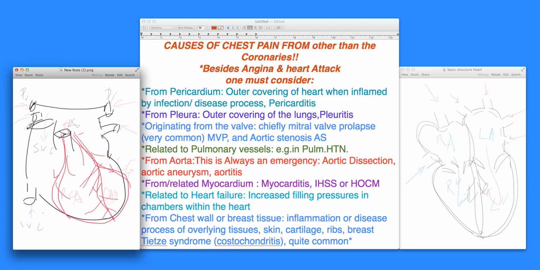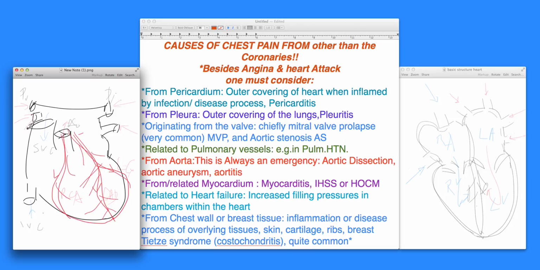Heart failure can also cause chest pain by, again, an oxygen demand-supply ratio imbalance that develops because of the congestion that starts to occur and failure to meet the needs of the oxygen by the heart as well as by the body. So one can have chest pain as a result from heart failure.